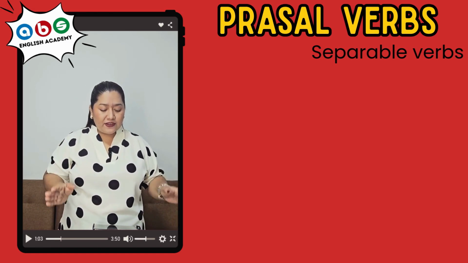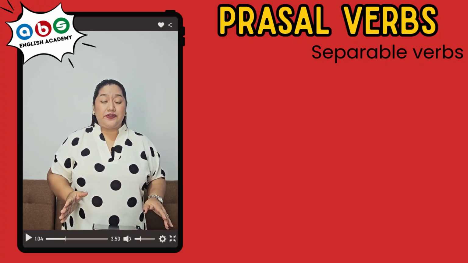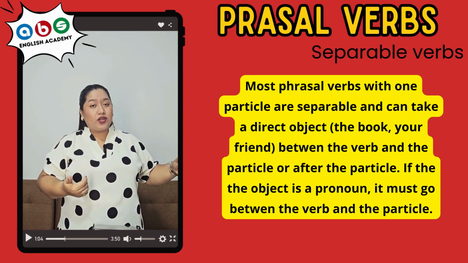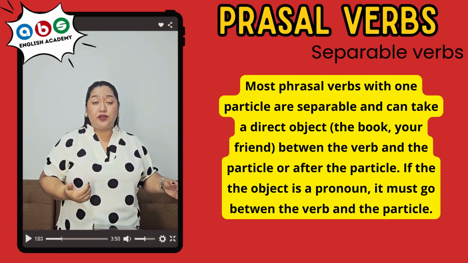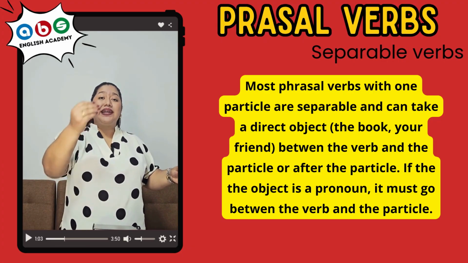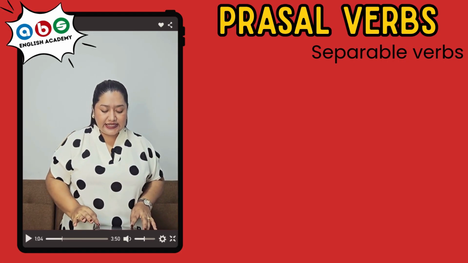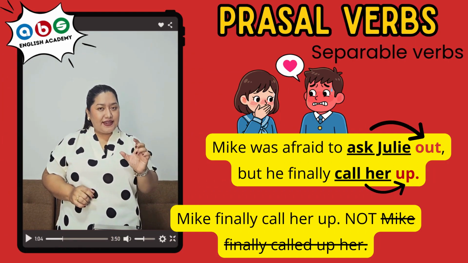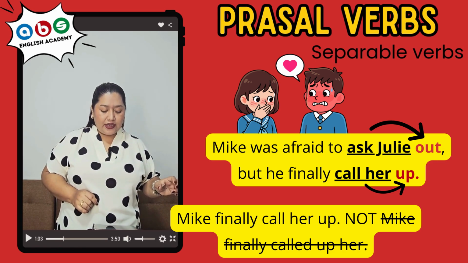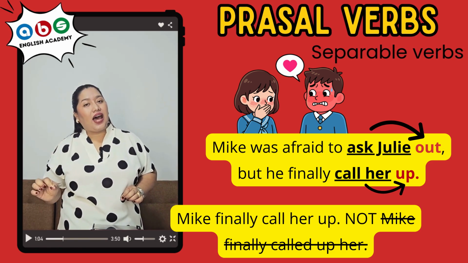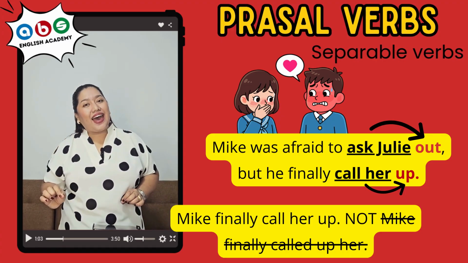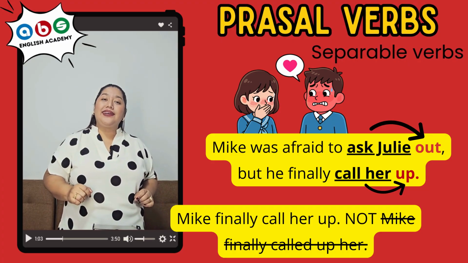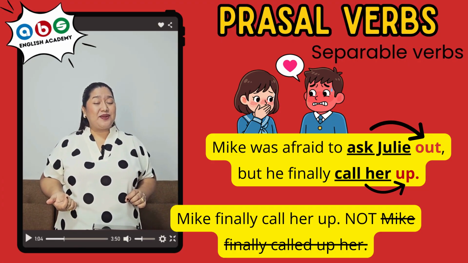So, what about separable phrasal verbs? Separable phrasal verbs are those verbs that usually have only one particle, and you can place a direct object between them. And of course, if you are using an object pronoun, you must place it in between. Let's see some examples. Here we have, Mike was afraid to ask Julie out. So the verb is ask out. Mike was afraid to ask Julie out, but he finally called her up. The other phrasal verb was call up.